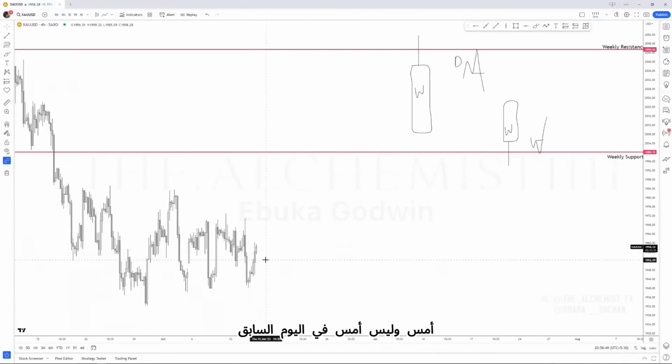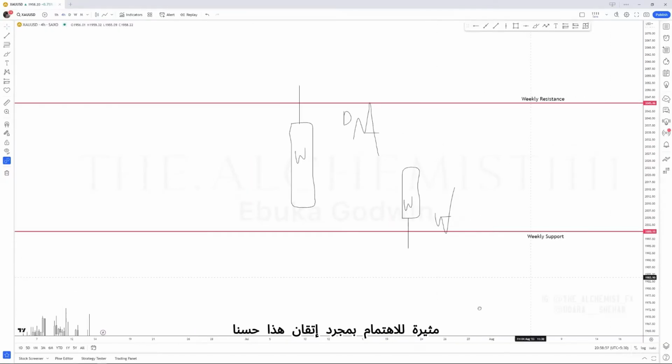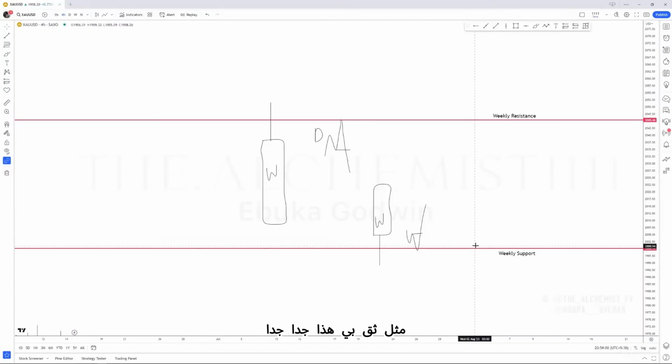The day before yesterday, I think it was on Monday, daily started a bearish storyline, and that is why we got this drop yesterday. I'll show you. This is very interesting once you master this. Trust me, this is very, very interesting.